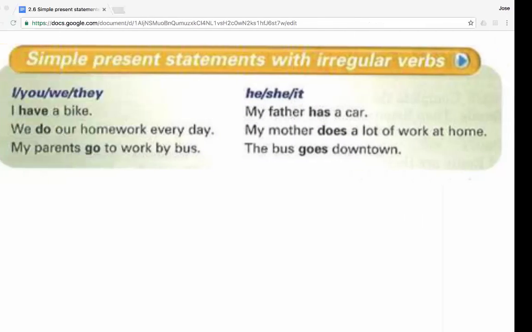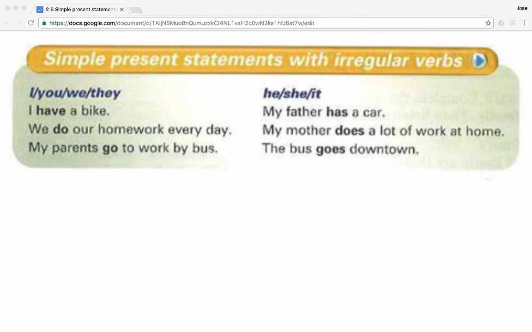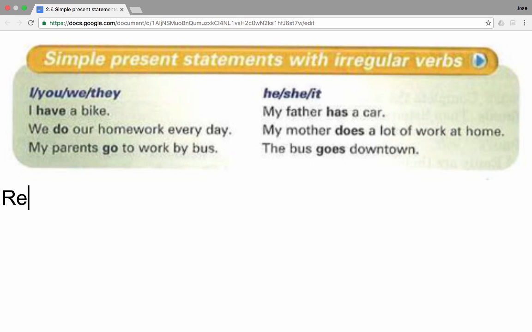Hi everyone. In this class you'll learn to form simple present statements using irregular verbs. Let me start by explaining verbs. In English we have two types of verbs. Regular verbs and irregular verbs.